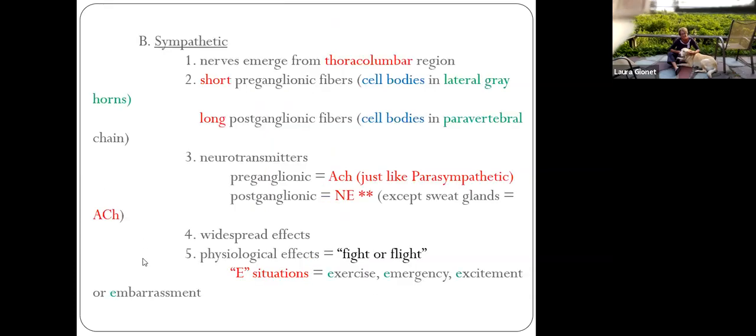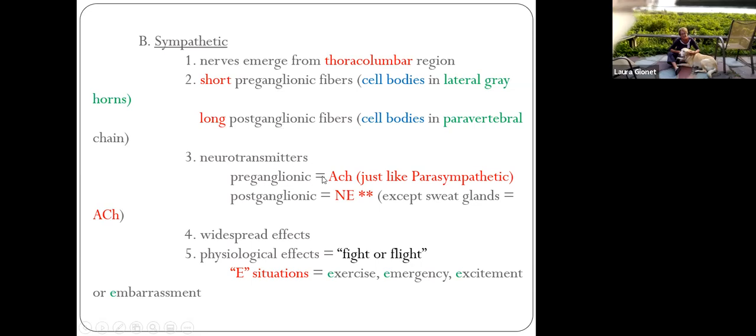All right, the sympathetic division. The nerves emerge from the thoracolumbar region, or what's called thoracolumbar outflow. The first neuron is short, the second one is long.